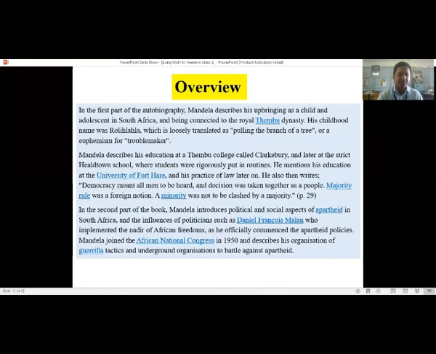Nelson Mandela, in the second part of the book, tells us about the political and social aspects of apartheid in South Africa. He mentions Daniel Francois Malan, who commenced the apartheid policies in South Africa. He also tells of his joining the African National Congress in 1950 and his struggle against apartheid policy in South Africa.